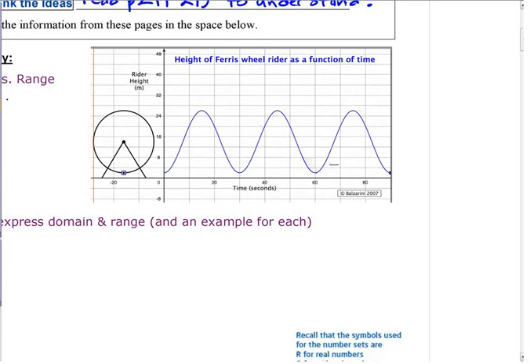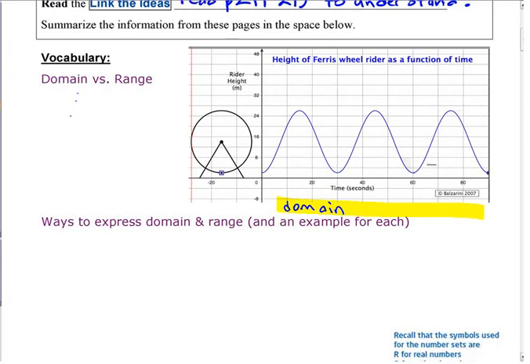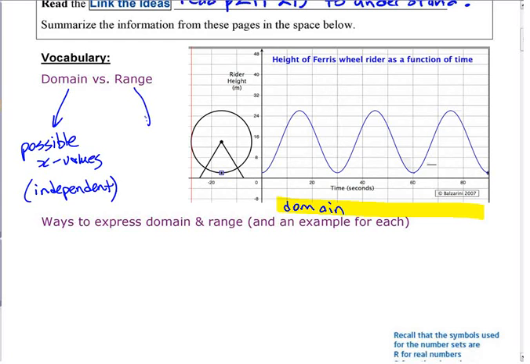We're looking at different ways to write the domain and the range. In this case, the domain is possible times, right? Remember, domain is possible x values, or if it's something other than x, possible independent variable values, whereas range is possible y values.